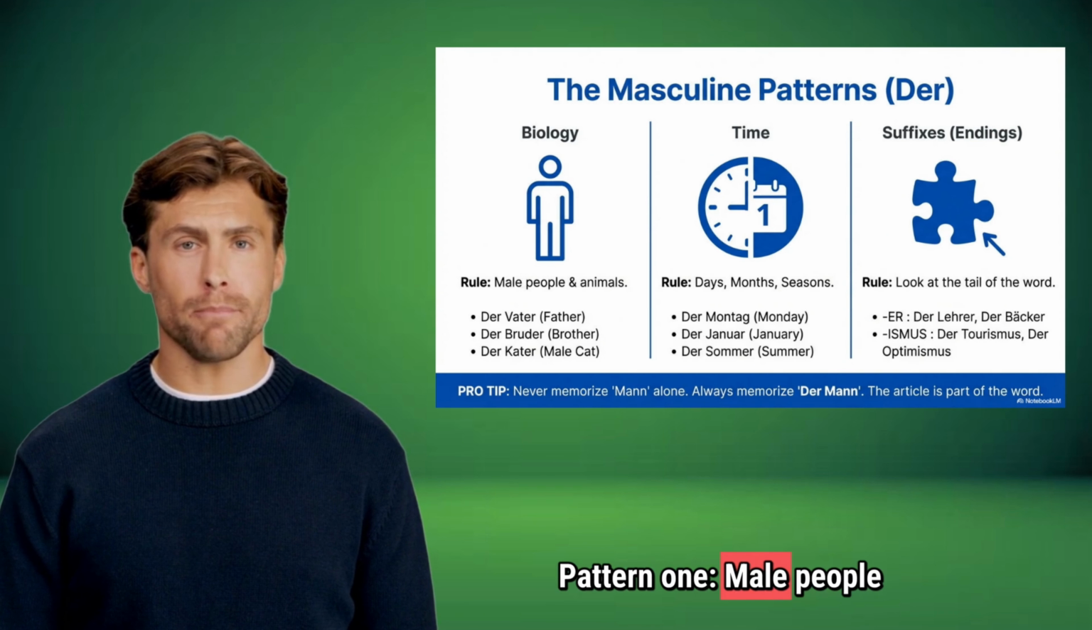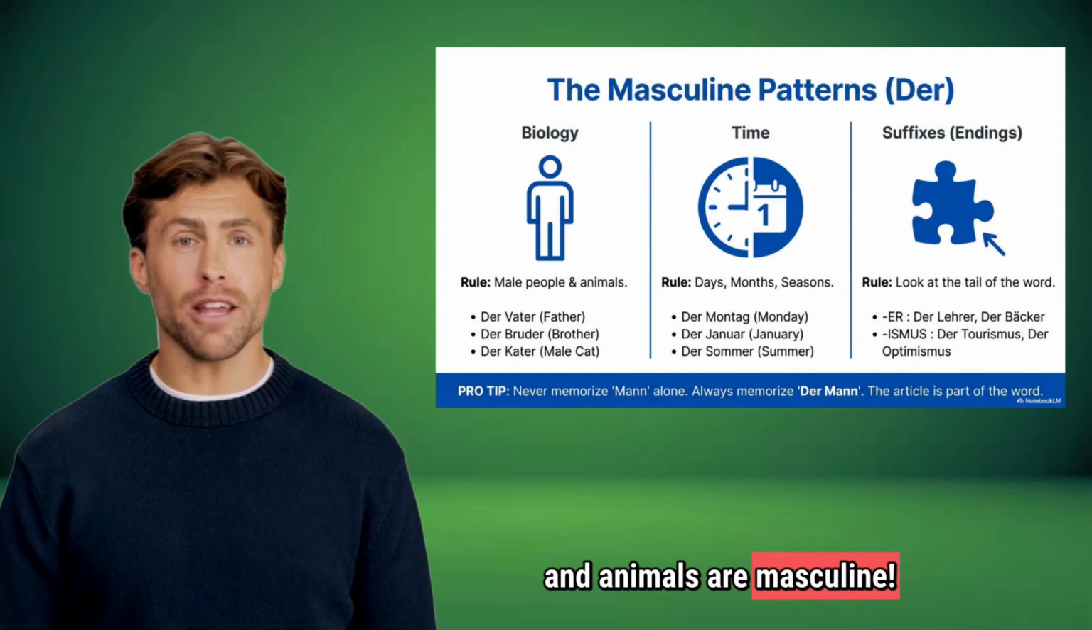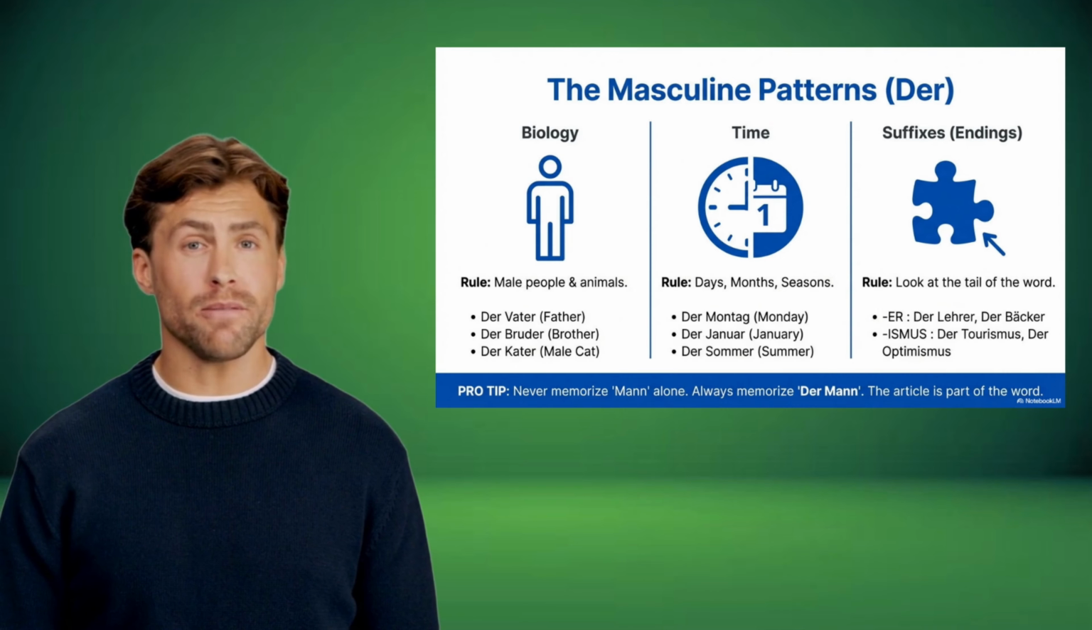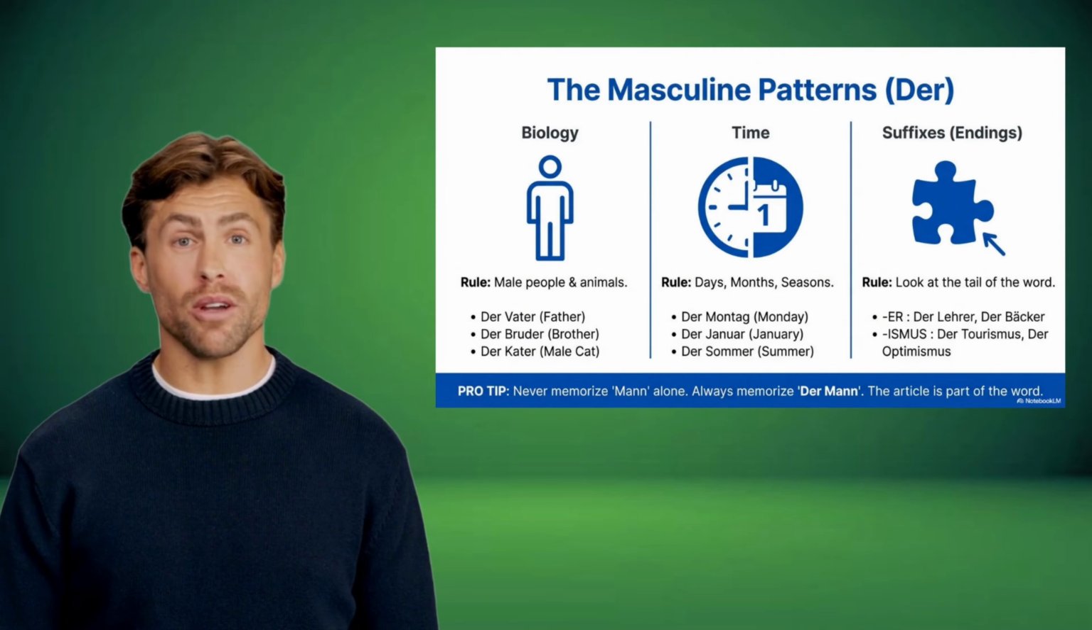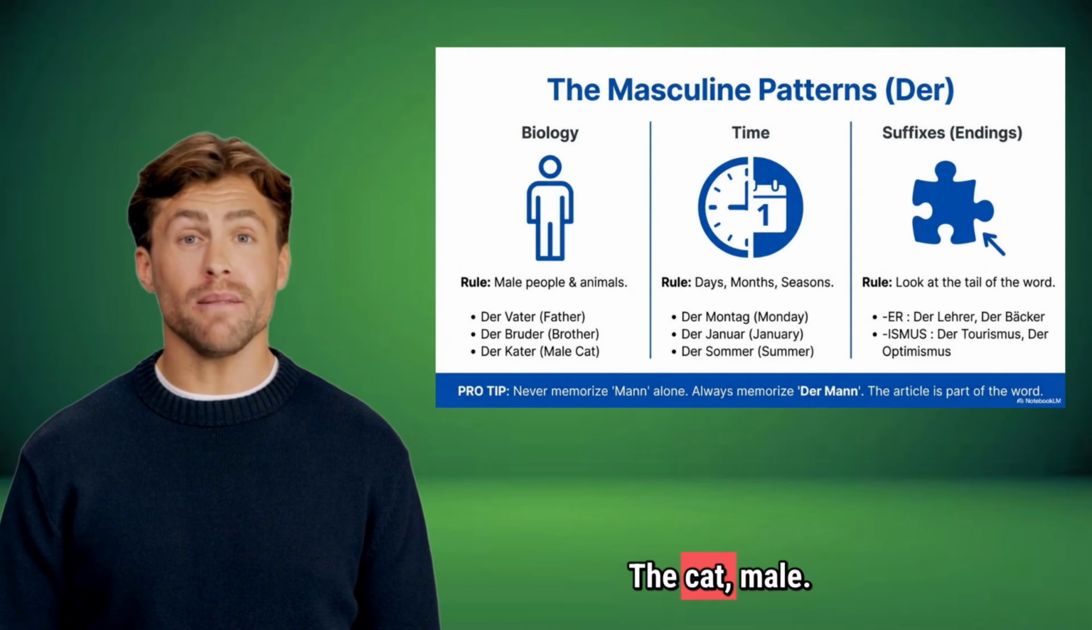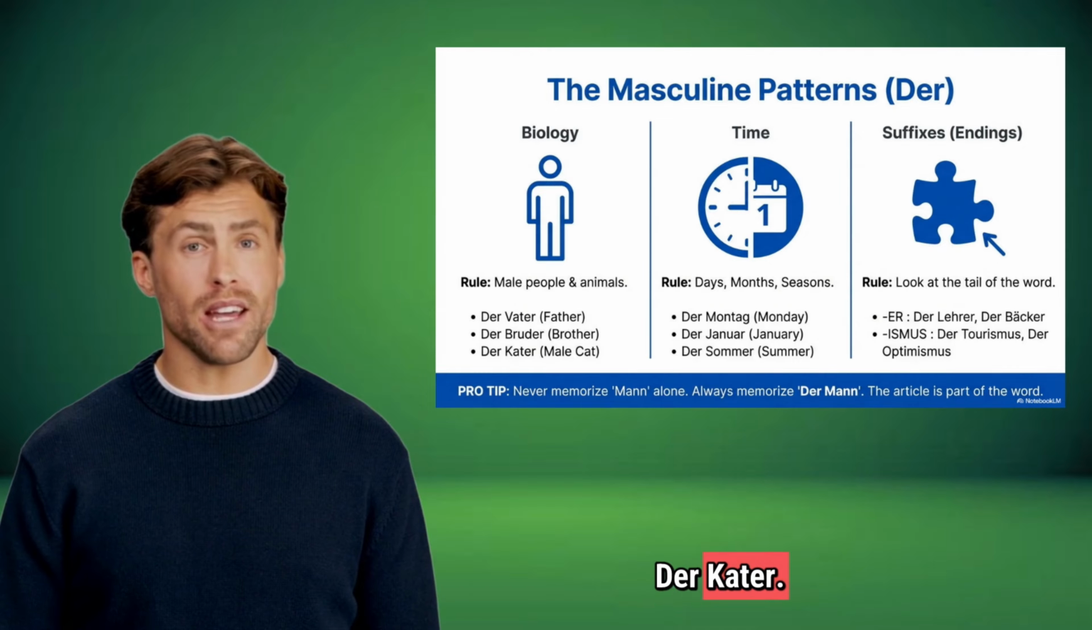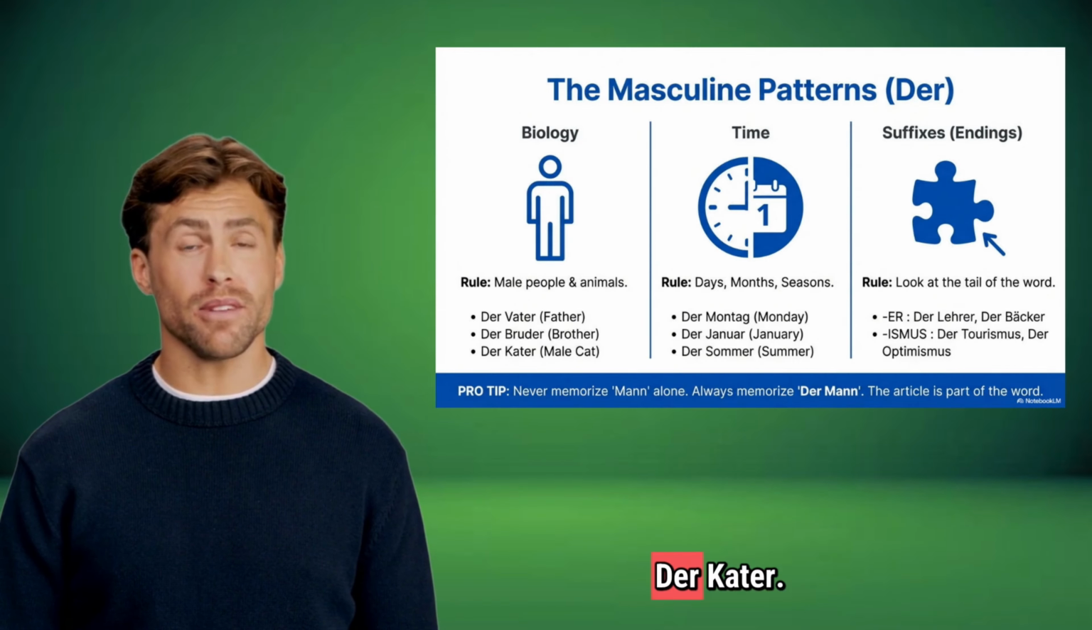Pattern 1. Male people and animals are masculine. Obvious, right? The father. Der Vater. The brother. Der Bruder. The cat, male. Der Kater.